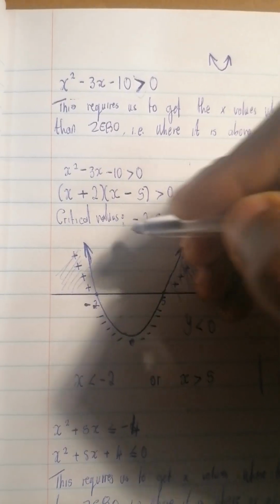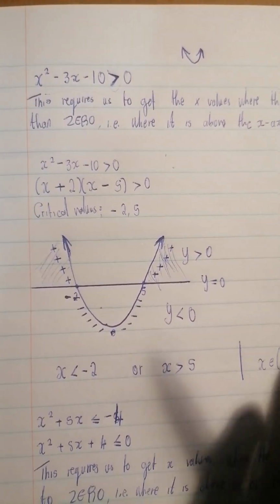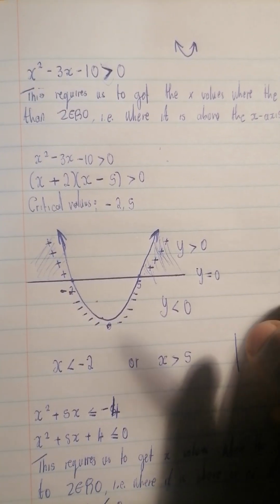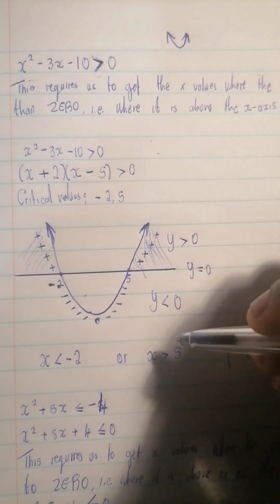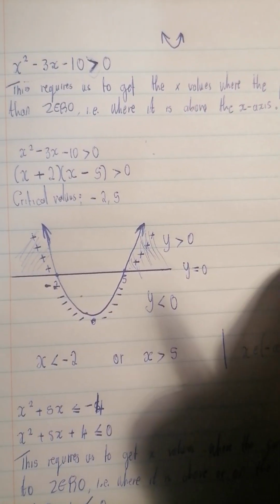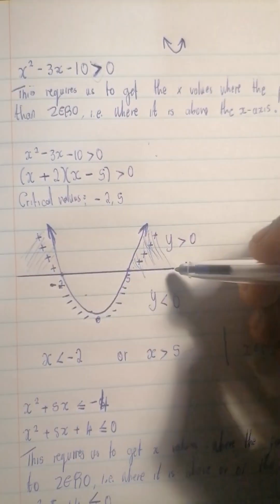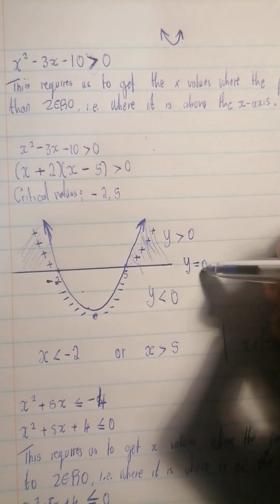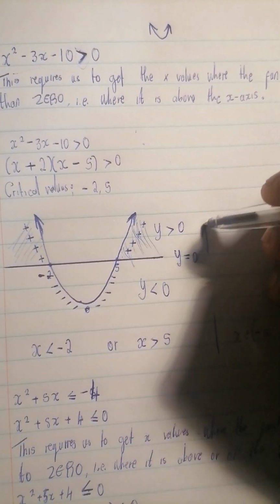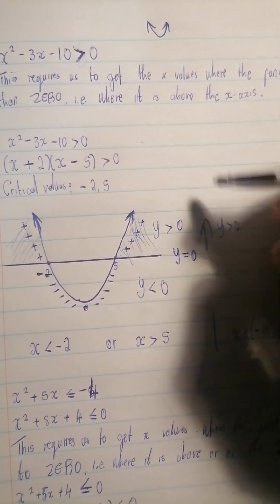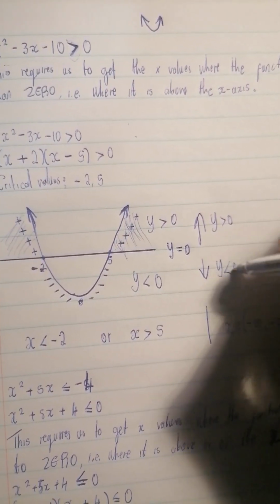Then I go back to the inequality and see what I'm given. They say I must get where the function is greater than 0. So I go to my graph and see where this function is greater than 0. For that, I must first know that on the line where we find the x-intercepts, y is equal to 0. Above this line, y is greater than 0, it means it is more than 0. And below this line, y is less than 0.